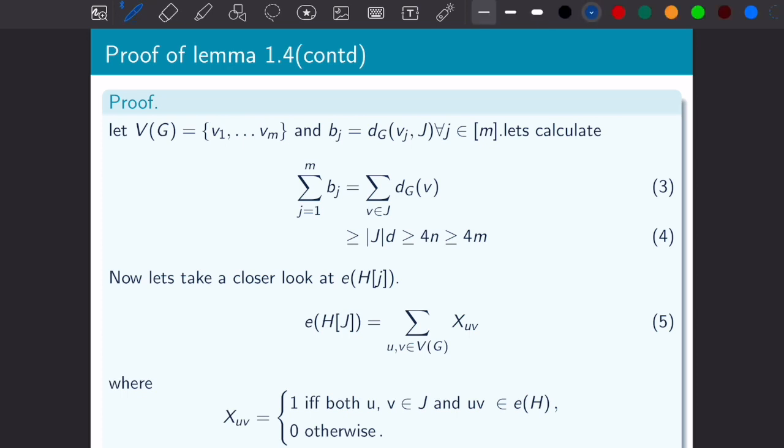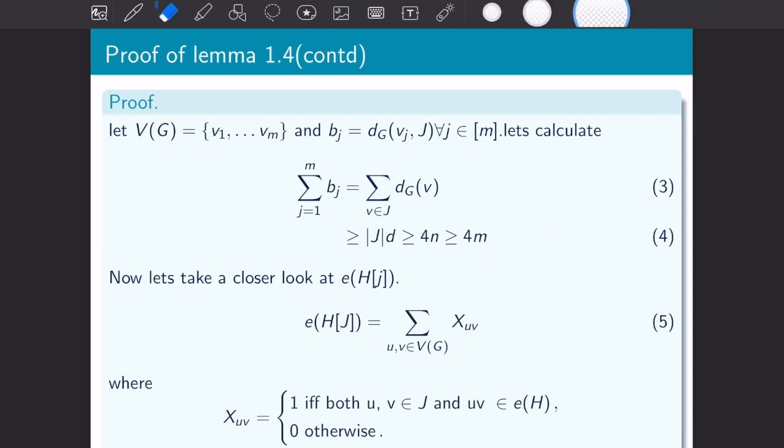Right now, let's calculate the sum of all b_j's, which will be the sum of the degrees of all vertices which are induced only by vertices in J. From the perspective of all vertices, it's looking complex. So let's change our perspective from other vertices to the vertices in J. As we are calculating for all the vertices which are present, all neighbors of vertices in J will be calculated at least once for that particular vertex.